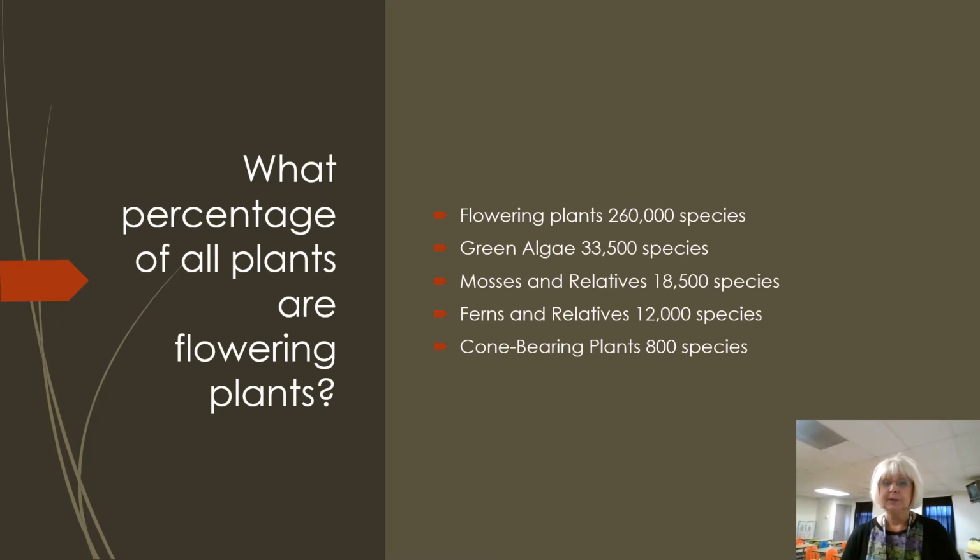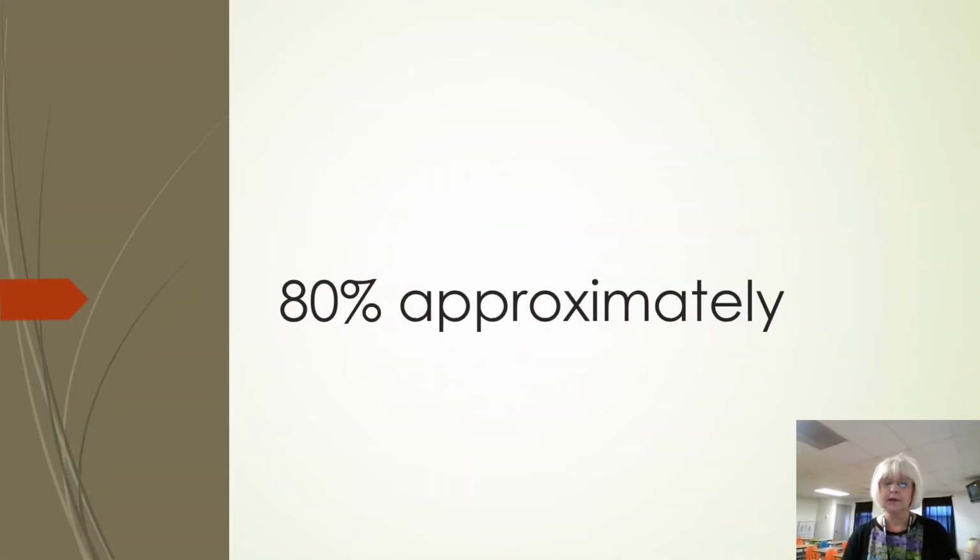So you have to do a little bit of math here. If your flowering plants are 260, take that 260 of, which means to multiply, times the total amount, and it will give you approximately how many there are. But we're going to go with about 80 approximately.